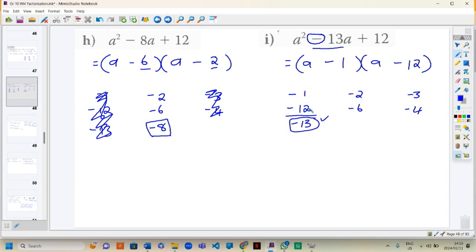I'm hoping this is a lot better for you guys. In the next video, I'm going to go through some more complicated examples of trinomials, ones where you have a coefficient in front of your a squared or your x squared. So it's going to look something like that. And we're going to dive deep into how we can solve some of those.